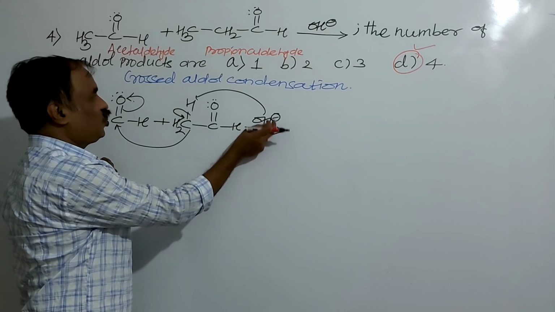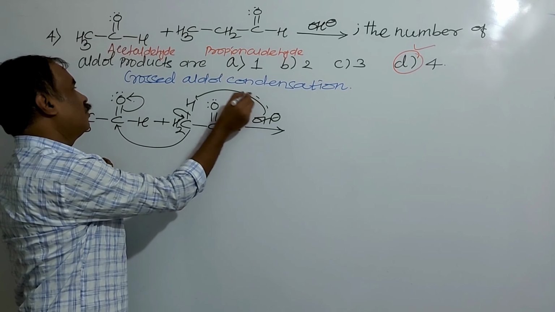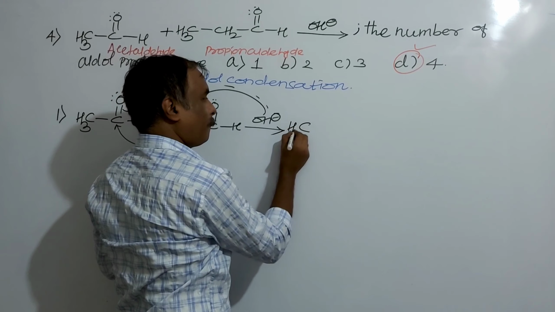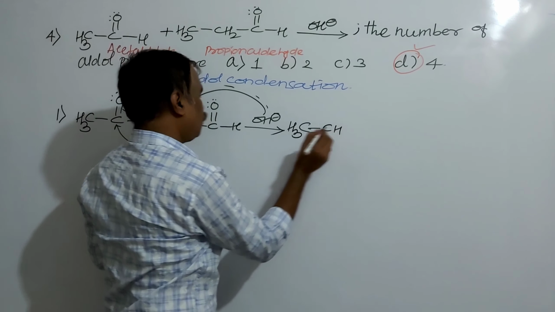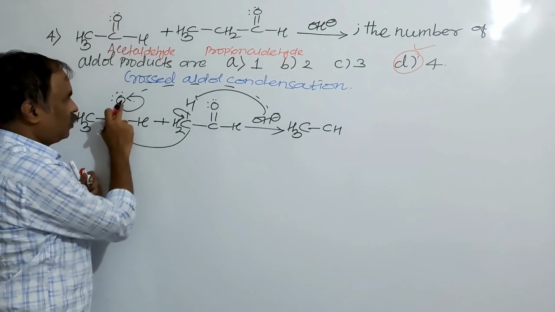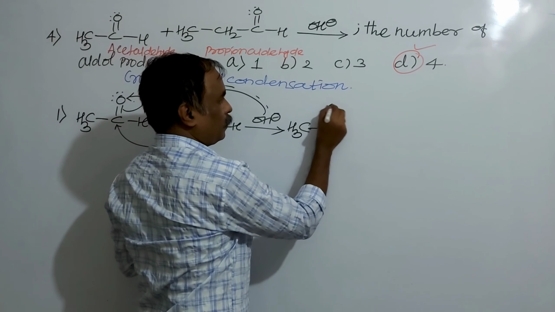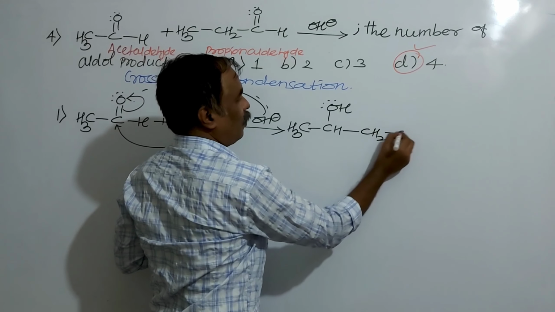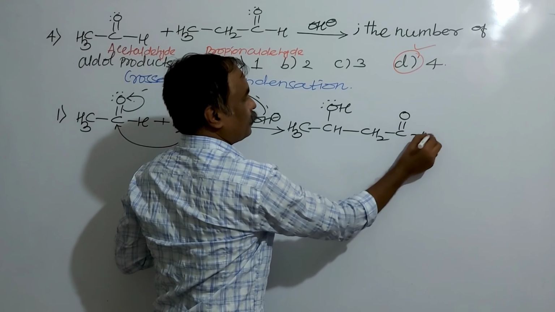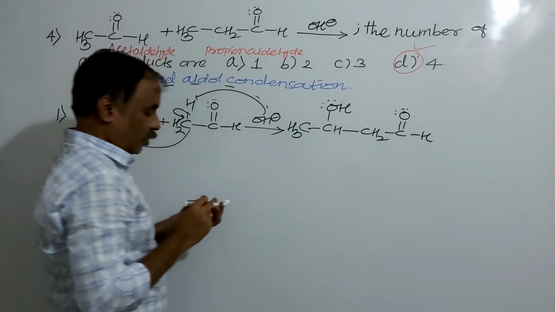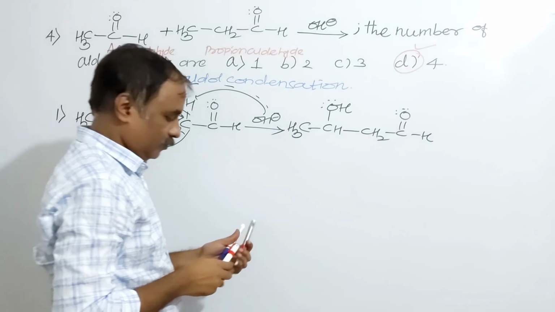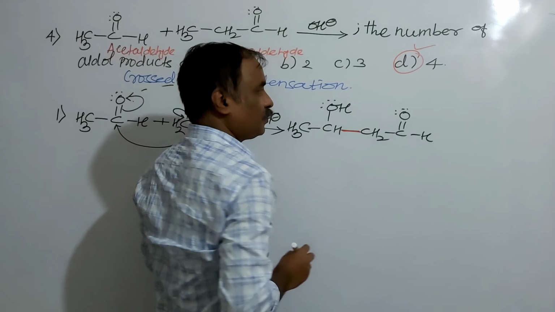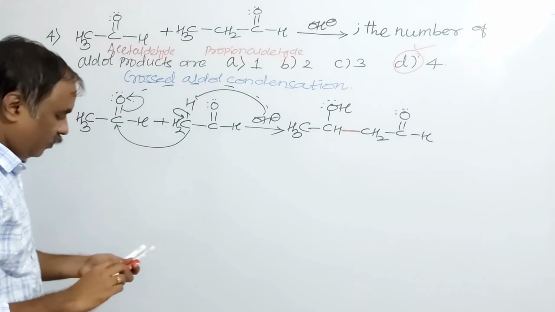And hydrogen from H2O again will attach to this O minus, and here formation of CH3, CH, and this CH, here it will be OH, here it is CH2, C double bond OH. Here it is a new carbon-carbon single bond. Now what is second?